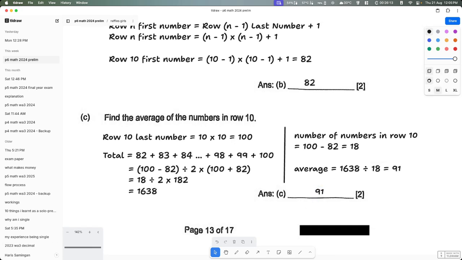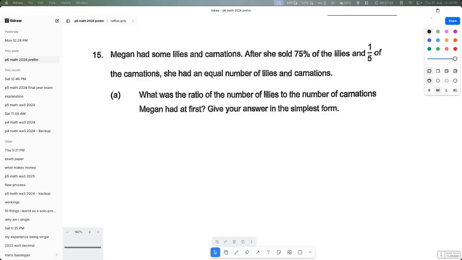All right, let's move to the next question. Okay, question 15. Megan had some lilies and carnations. After she sold 75% of lilies and 1/5 of carnations, she had an equal number of lilies and carnations. What's the ratio of the number of lilies to the number of carnations Megan had at first?